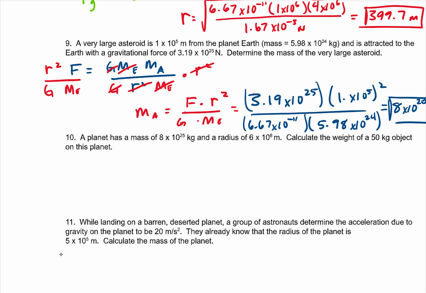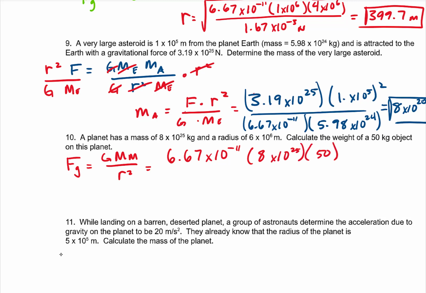Planet has this mass, this radius. Calculate the weight of a 50 kilogram object on this planet. For this one, I'm not going to show the calculator again, but if I want the weight, that's the force of gravity. So it's G mass over R squared. 6.67 times 10 to the negative 11th times 8 times 10 to the 25th, mass of the planet, times 50, mass of the object, divided by 6 times 10 to the 6th meters squared. When you put that into your calculator, you get 7,411 newtons.